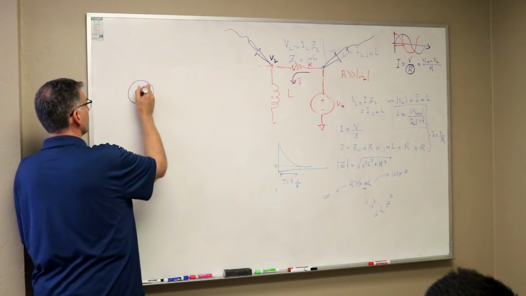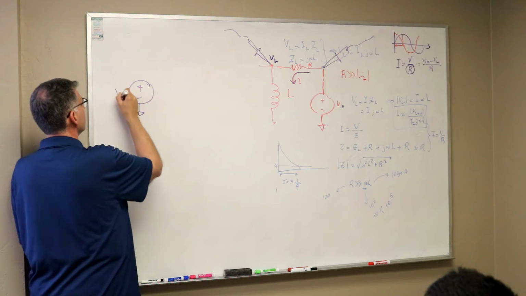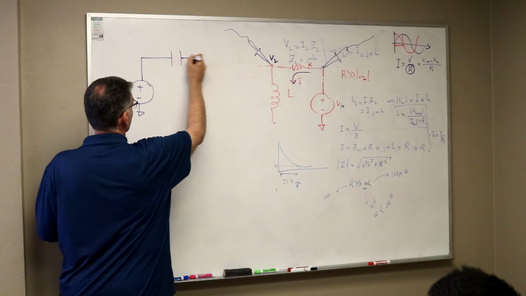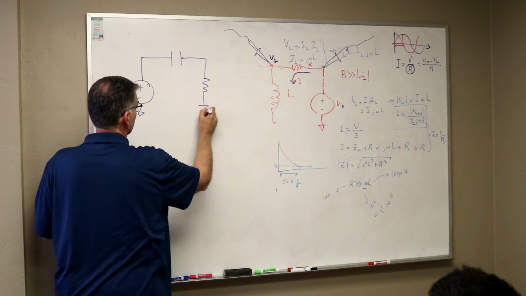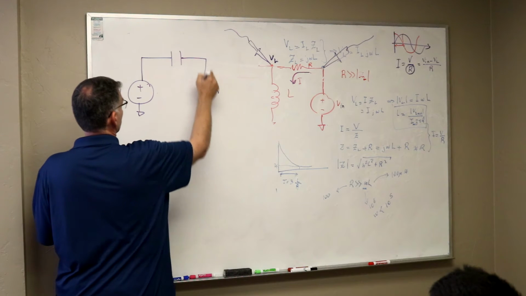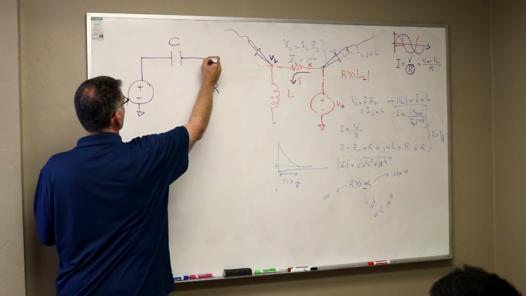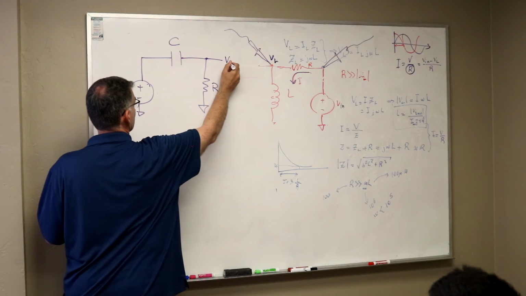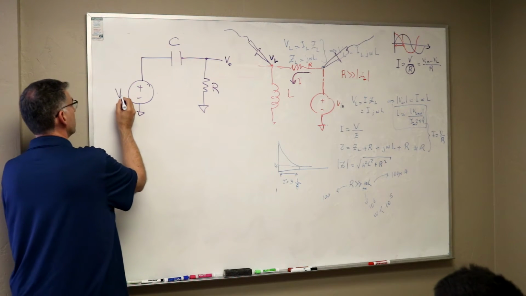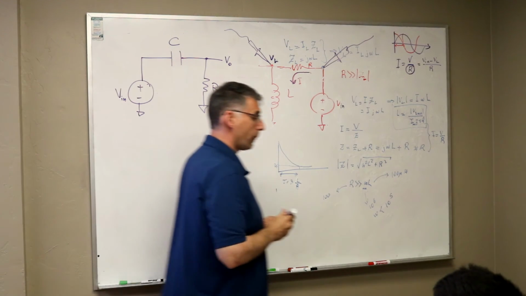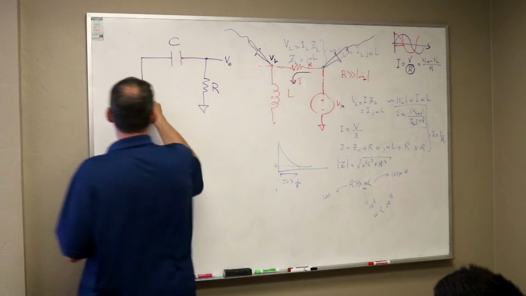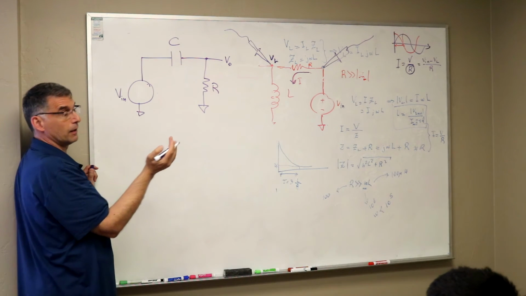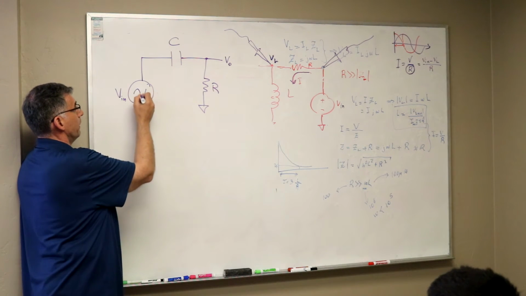So if I have a voltage source again and put a capacitor here, and then go to a resistor to ground, and I want to look at the voltage here now. Let's call this my output voltage. This is my input, this is my output. And let's say this is a signal, it could be like an audio signal, but we're going to show it as a sine wave for now.